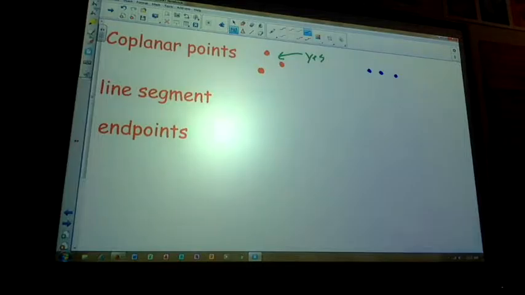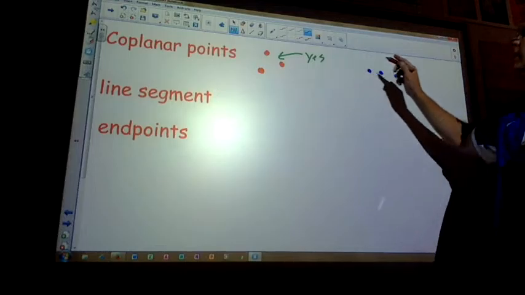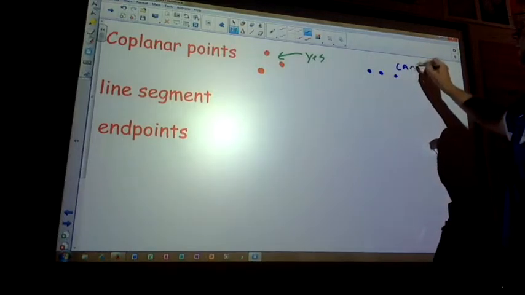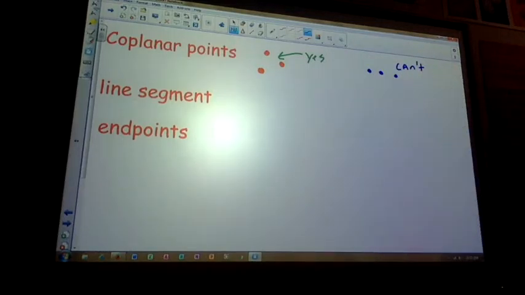Let's say that one more time. So the three red dots are coplanar. The three blue dots are also coplanar, but the three red dots I can't use to define a plane. The three red dots can be used to define a plane. The three blue dots can't. Why? Hang on, did I say that right? So these can define a plane. These can't define a plane. They're on the same line. On the same line, exactly.